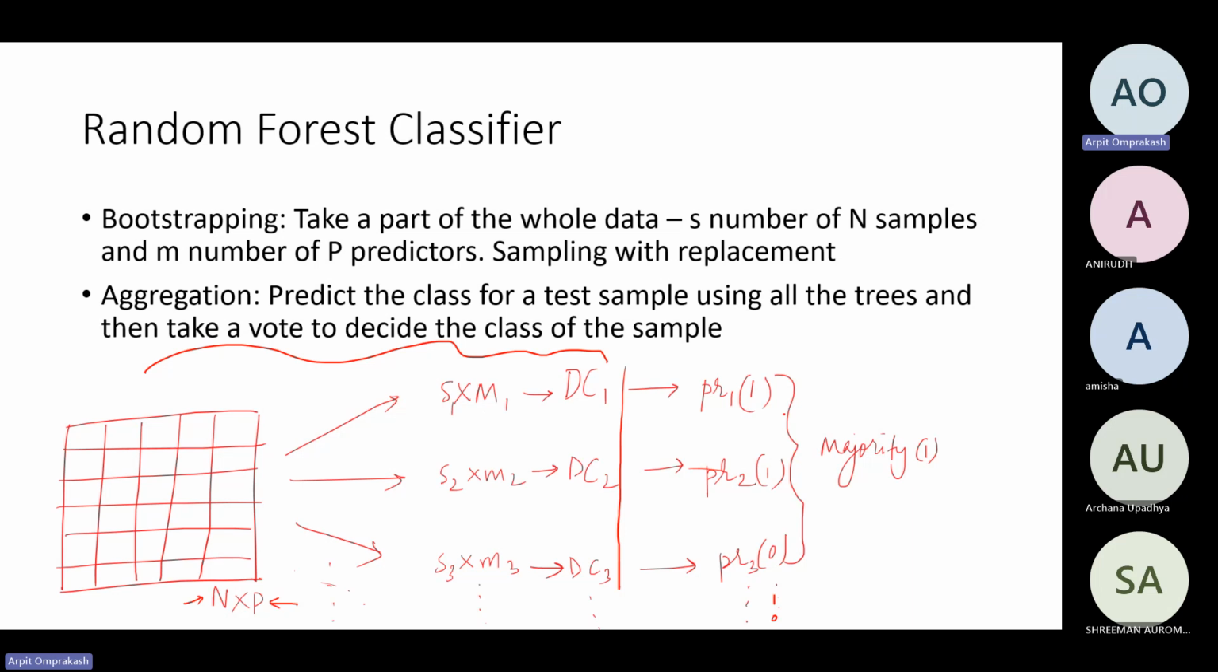Then what you do, you basically take the majority vote from this. So let's say you had 100 of these decision tree classifiers. 95 of them predicted that it's from class 1, 5 of them predicted that it's from class 0. So you predict that the data point comes from class 1 because the majority of your models are saying that it's coming from class 1. Okay.